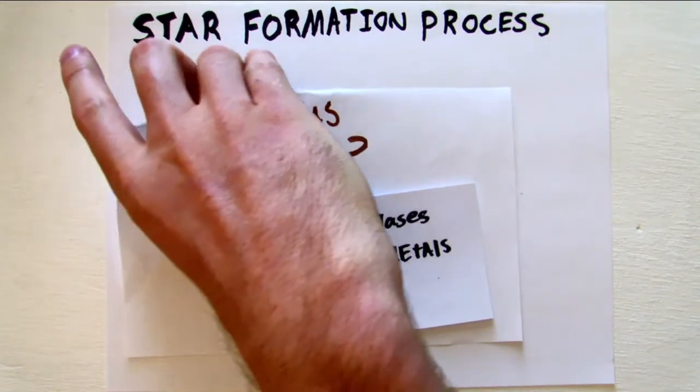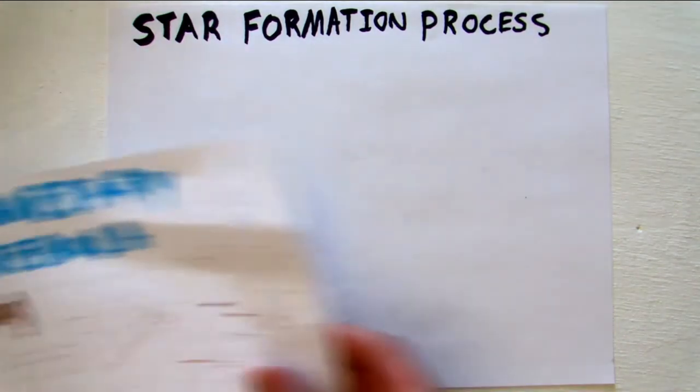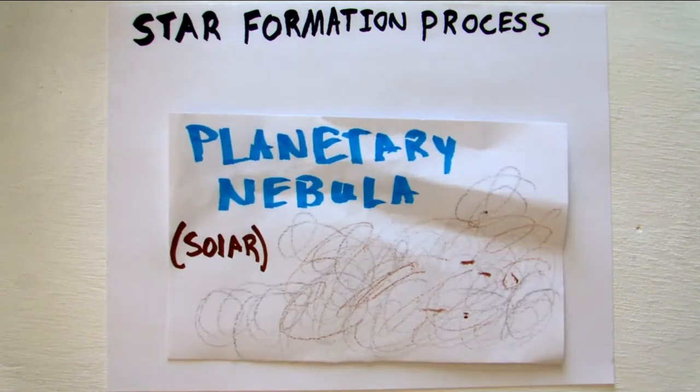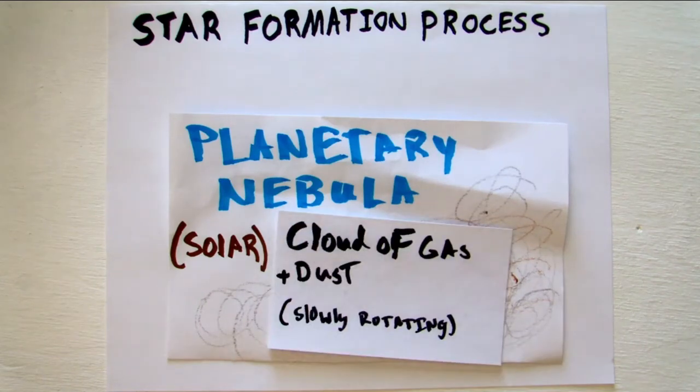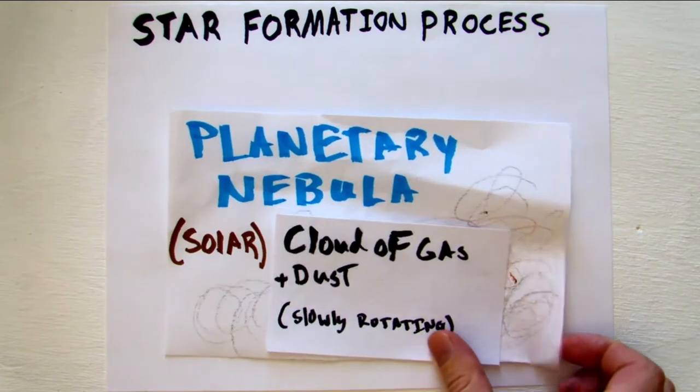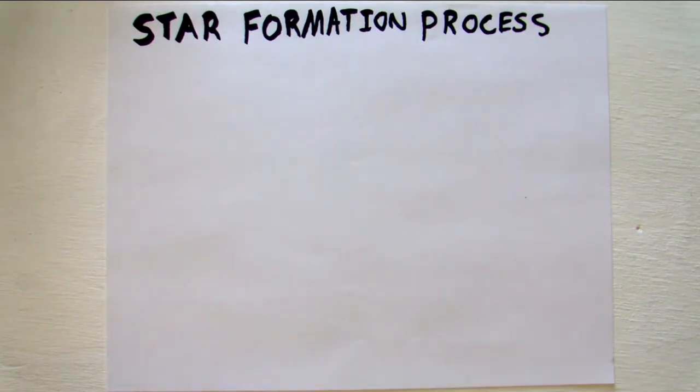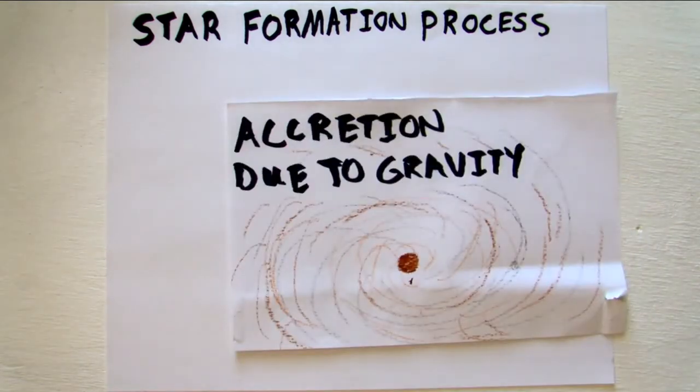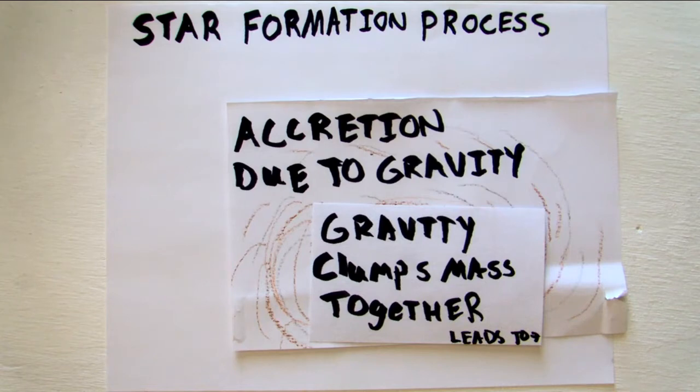After you have a previous supernova, or not, you end up with a planetary nebula, also known as a solar nebula sometimes. And a solar nebula just consists of a cloud of gas and dust, and they're usually slowly rotating. That's why planets will end up going around their sun. Now, after a planetary nebula is formed, you can get accretion due to gravity. So gravity basically clumps the mass together and can lead to a few different objects.